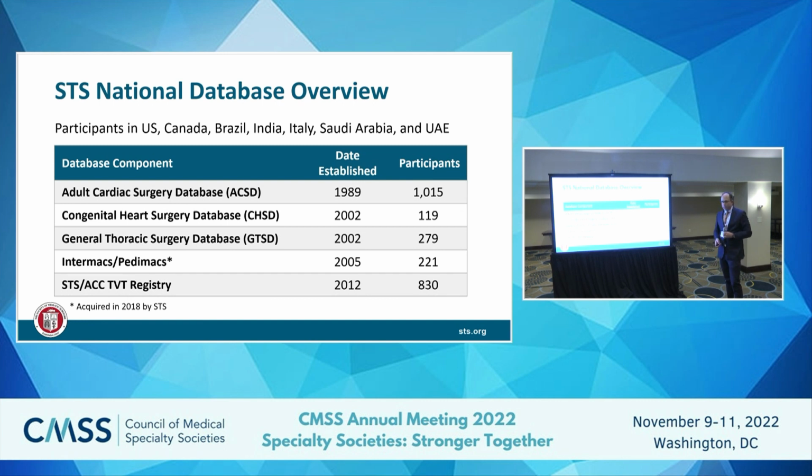So our largest registry is the Adult Cardiac Surgery Database, and that was established in 1989, and we have just over 1,000 participants. The congenital database was established in 2002, and there's about 119 participants. The thoracic database, also established in 2002, is focused on esophageal and lung cancer procedures. And then the Intermacs and Pedimacs registries are focused on mechanical circulatory support devices. And this is a registry that was actually established in 2005 by UAB and NIH. And STS acquired this registry in 2018.